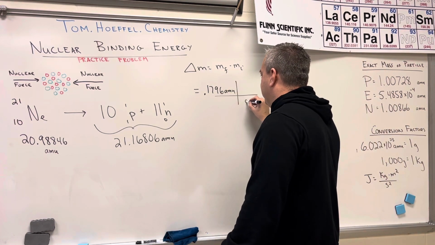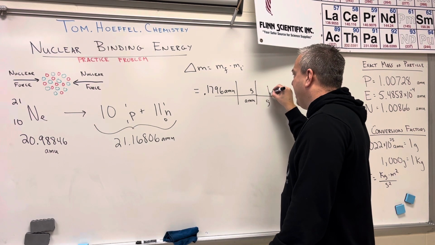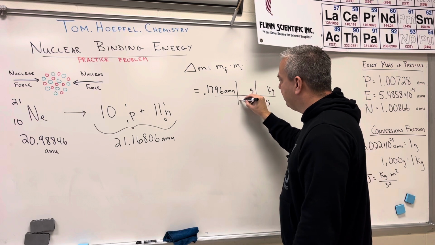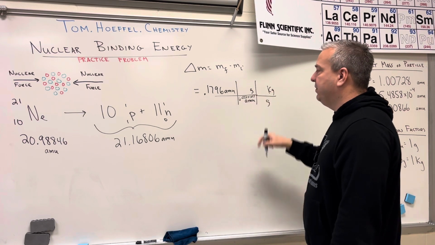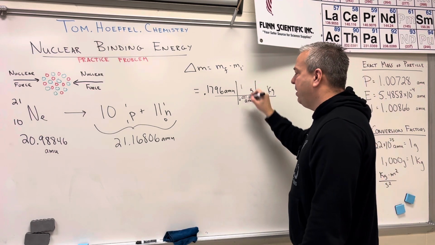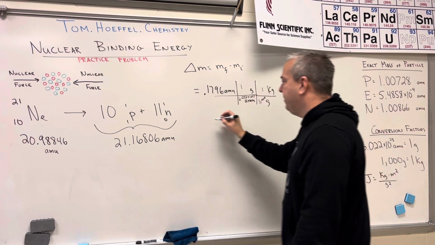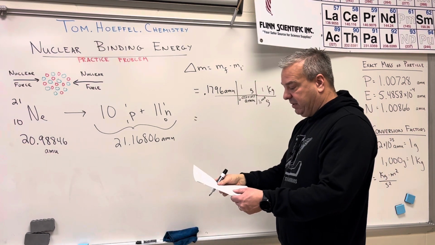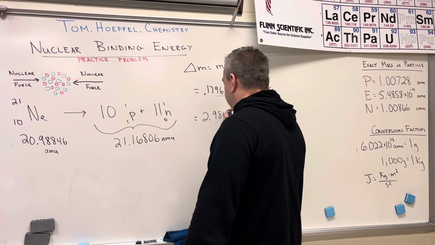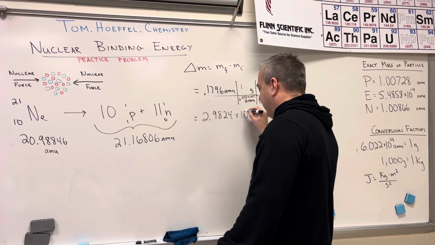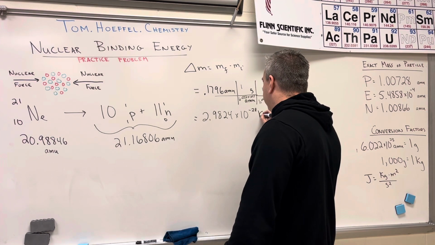Of course, we're going to convert this over into kilograms. We're going to do that by taking the AMUs into grams, then the grams into kilograms. This is going to be Avogadro's number, 6.022 times 10 to the 23rd AMUs for every gram, and then there's 1,000 grams for every kilogram. So in kilograms, this is going to come out to be 2.9824 times 10 to the negative 28 kilograms.